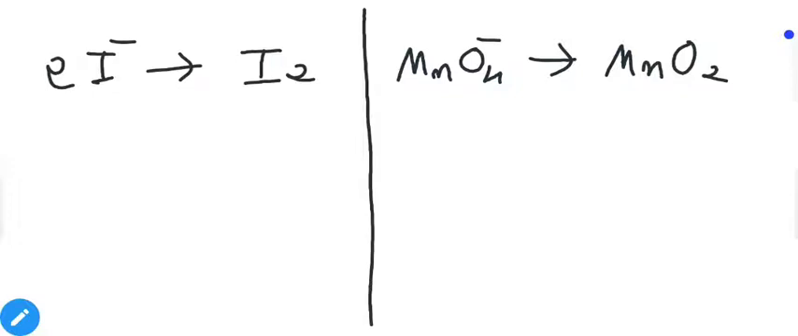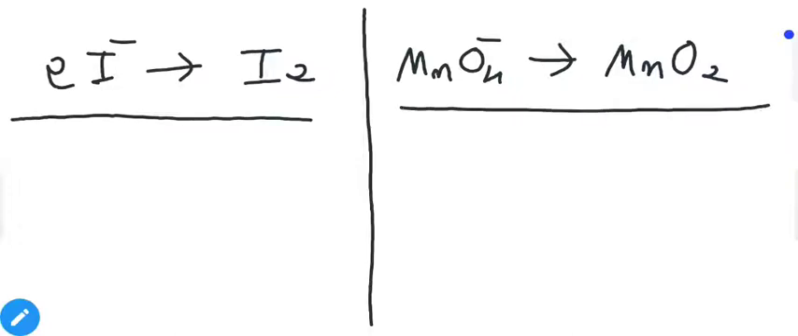Now in the next step we balance the hydrogens and oxygens. In the oxidation reaction we do not have any hydrogen or oxygen, so no need to balance it. On the other hand, we have oxygens in the reduction half reaction: 4 oxygens on the reactant side, 2 on the product side. The medium is basic, so first we follow the same technique as in acidic medium, and later we add OH minus. So first let's follow the same technique as we discussed for acidic medium.